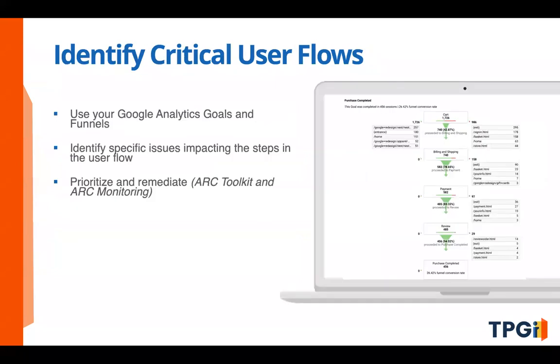But identifying these critical user flows on your site, there's a couple ways to get started. On screen, I have a screenshot of a Google Analytics goal funnel. Hopefully some of you are familiar with this. If you're not familiar with Google Analytics, I definitely recommend diving into it. But when you use your Google Analytics goals and funnels, you can actually identify specific issues impacting the steps in the user flows. Looking at different conversion rates at each stage of the funnel, if there's an unusually high abandonment rate or a high bounce, that might be a good area to start. And then using some accessibility testing tools like ARC Toolkit and ARC Monitoring, which we'll talk about in a second, you're able to prioritize and remediate those accessibility issues and hopefully increase and improve upon those conversion rates.